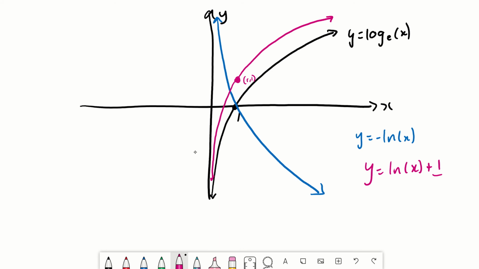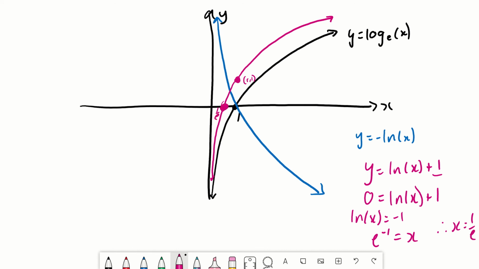And let's have a look just to play around for a second. If I want to find that x-intercept, well, I know I find an x-intercept when I make y 0. So I'd have 0 equals ln of x plus 1. If I was to solve this equation, I'd get ln of x equals negative 1. If I write it in exponential form, that would be e to the power of negative 1 equals x. So therefore, x equals 1 on e. So I know that that x-intercept is 1 on e, if I really needed to find it. But today I'm more focusing on just you knowing the transformations.